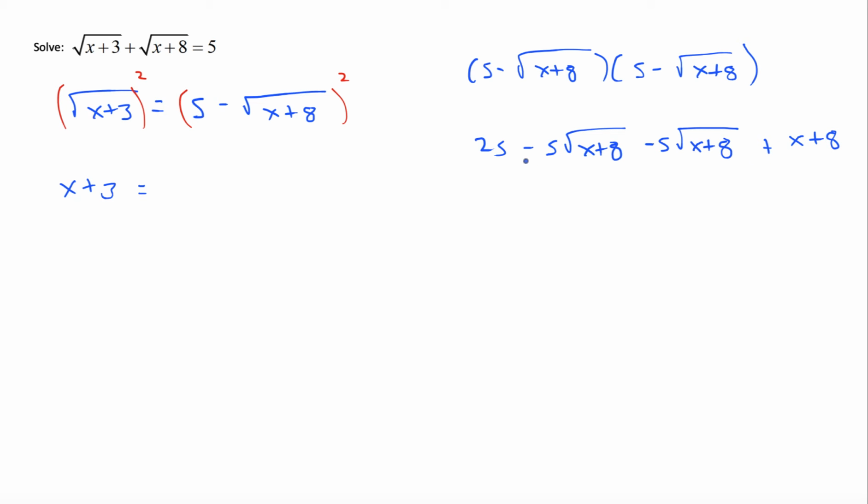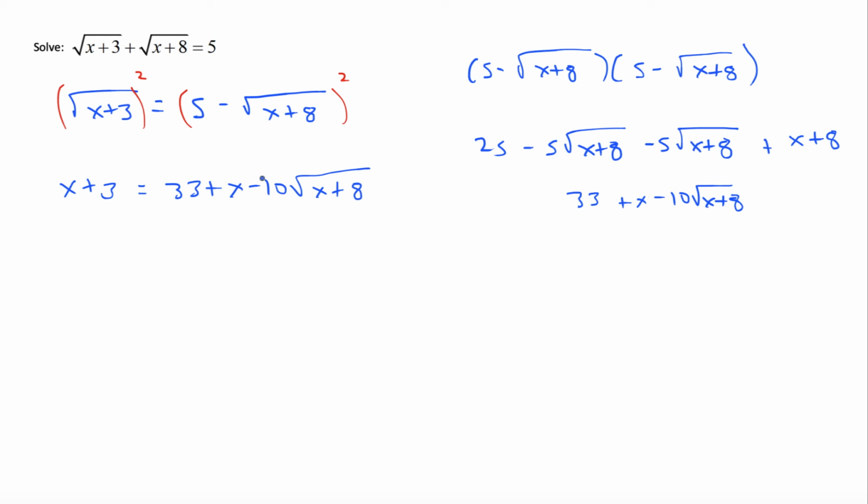When we combine all these like terms, we get 25 plus 8, which is 33, plus x minus 10 radical x plus 8. This is what we're going to get on the other side of this equal sign. We see once again that there's still a radical, but now there's only one. That's good, so we're going to isolate this radical again.